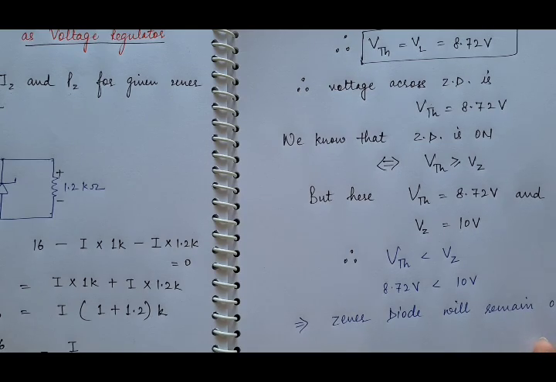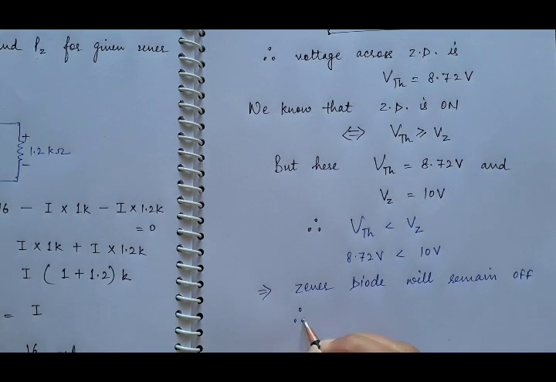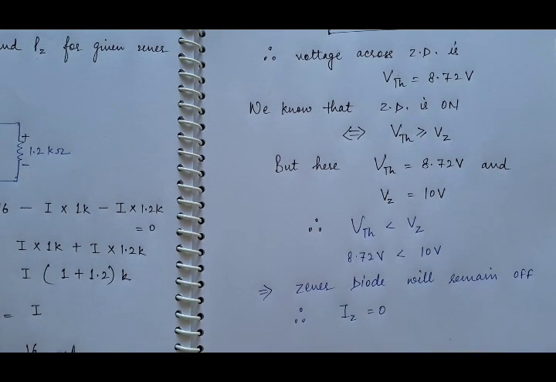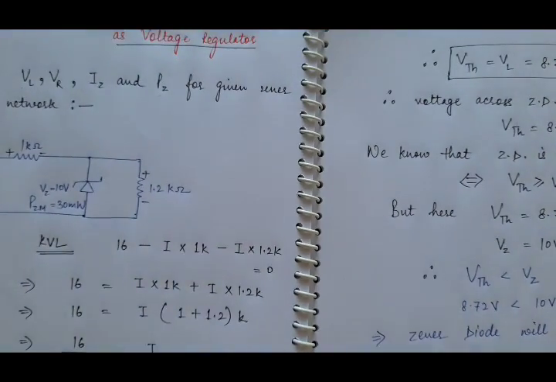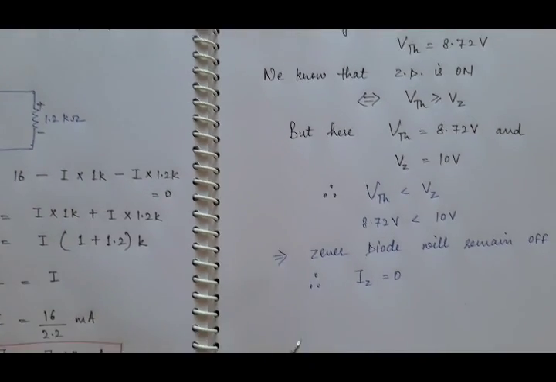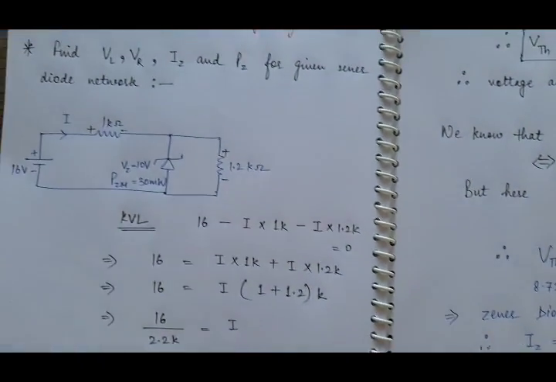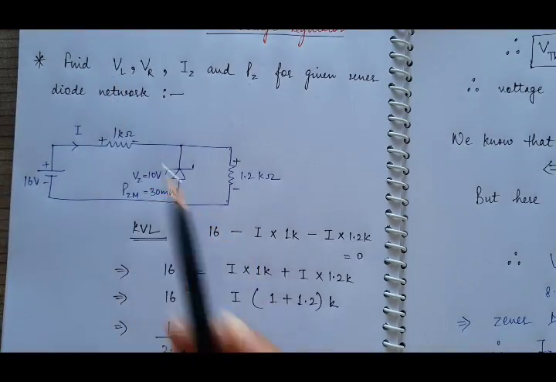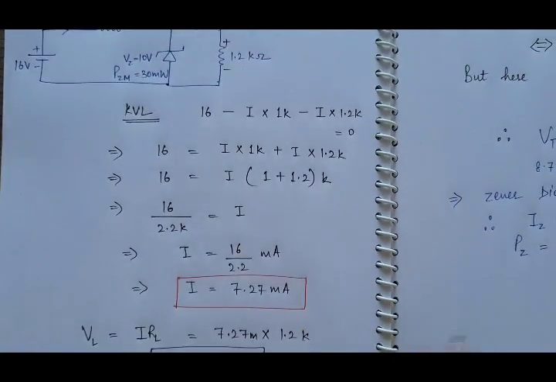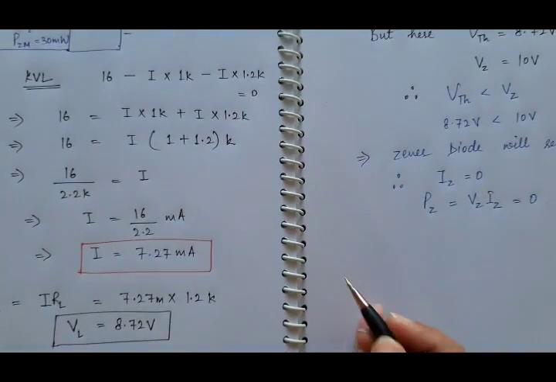So if Zener diode is off, then current through Zener diode will be 0. Therefore, Zener current will be 0. If Zener current is 0, then what will be the power dissipation across Zener diode? Power dissipation across Zener diode will be VZ into IZ, so it will also be equal to 0. And the load voltage we have already calculated, that is 8.72 volts.